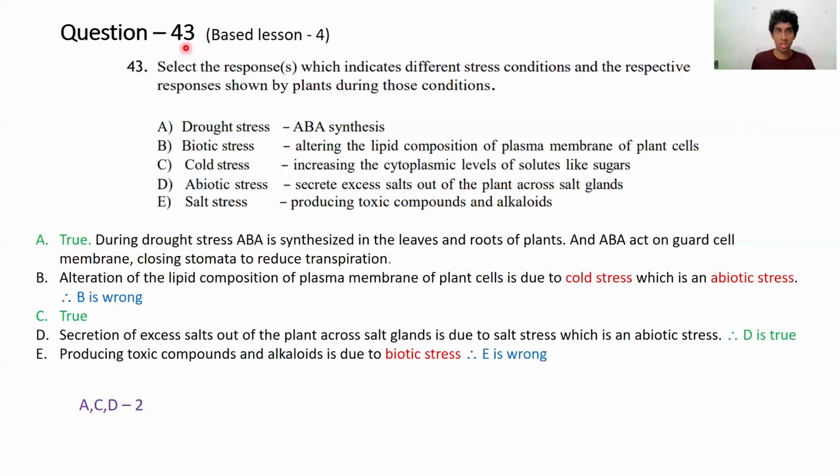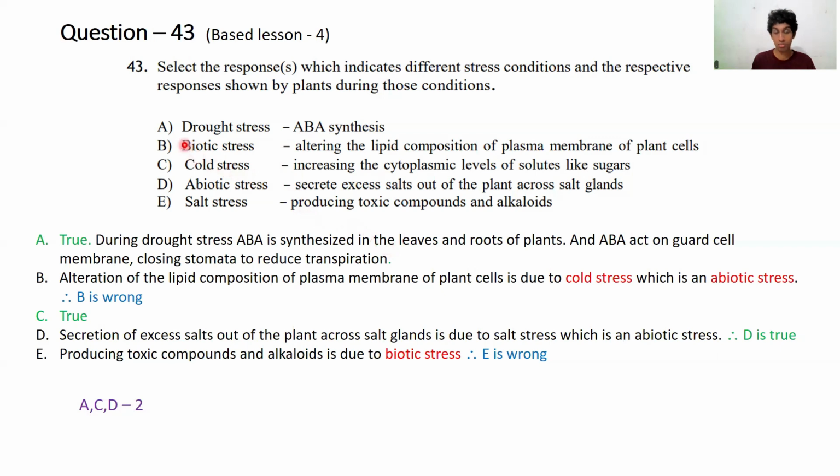Question number 43. It is based on the fourth lesson. Select the response or responses which indicate different stress conditions and the respective responses shown by plants during those conditions. A. Drought stress, ABA synthesis. That's true. During drought stress, ABA is synthesized in the leaves and the roots of plants, and ABA acts on guard cell membrane, closing stomata to reduce transpiration.